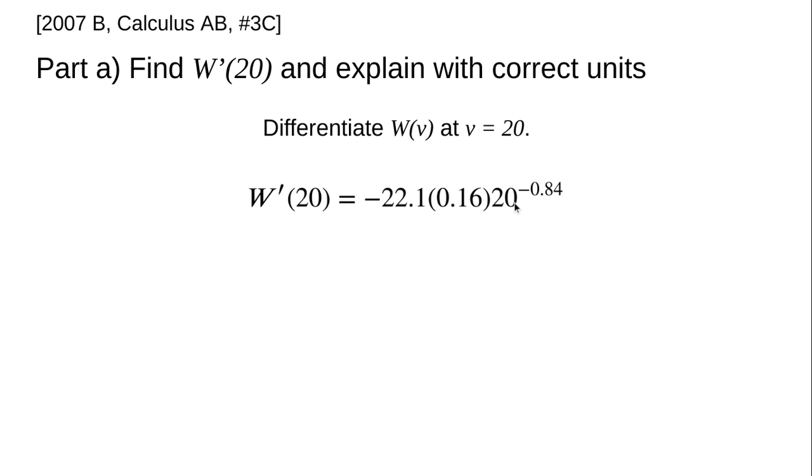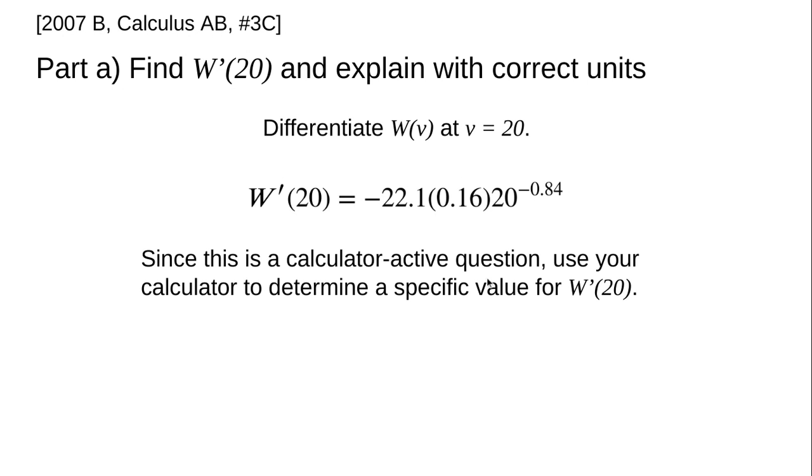When we take the derivative at 20, we get negative 22.1 times 0.16 times 20 to the negative 0.84 power. This is just a straightforward application of the power rule. There's nothing really fancy here. The only thing really going on here is that there's some decimals. You have to do a little bit of arithmetic in order to get the correct exponent when you're done. But other than that, it's not too bad.